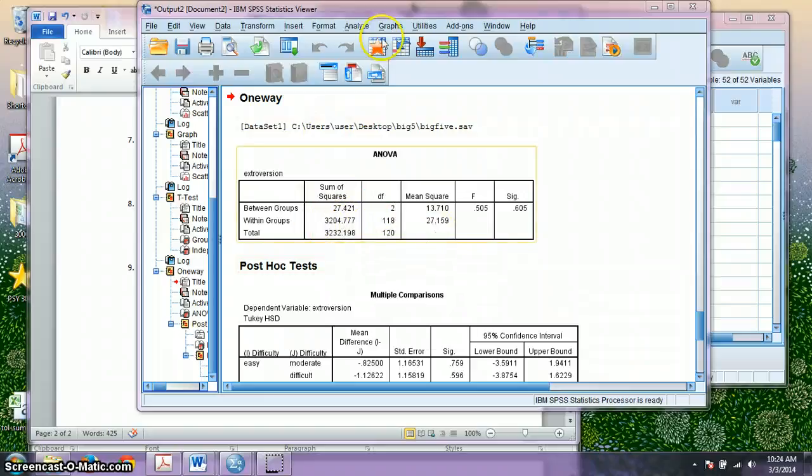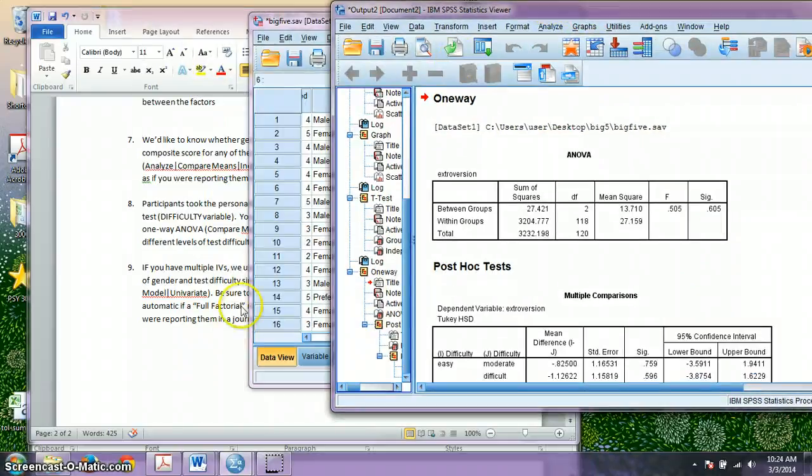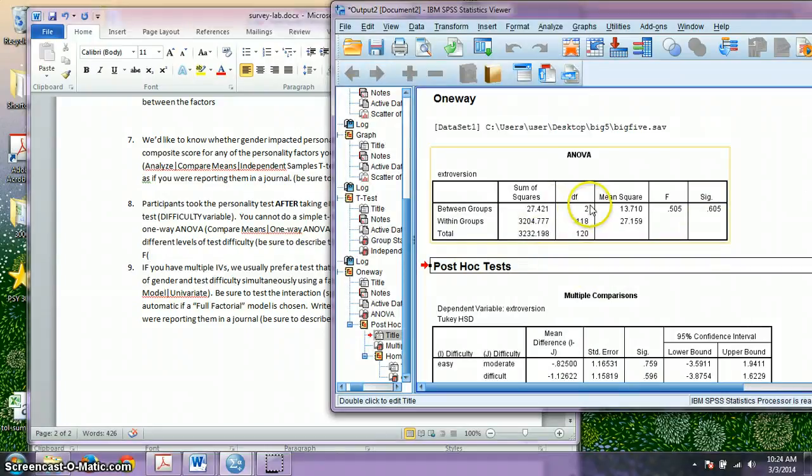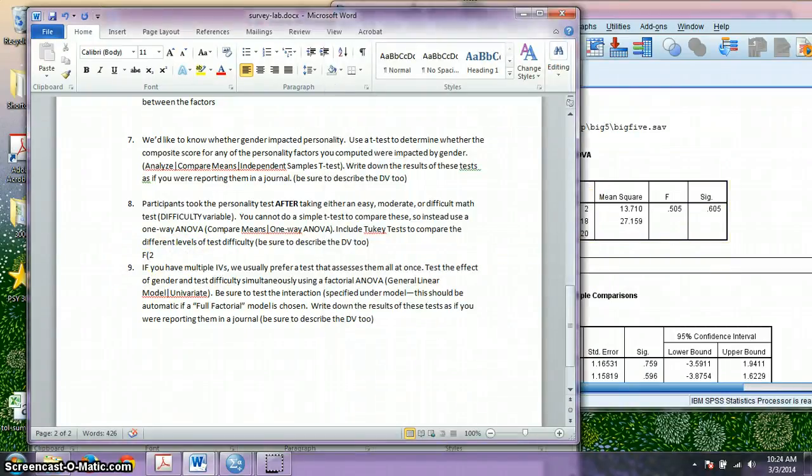And in order to report this, you would write something like F, and there's 2 degrees of freedom, it's 2, 118, F(2, 118) equal to 0.5.